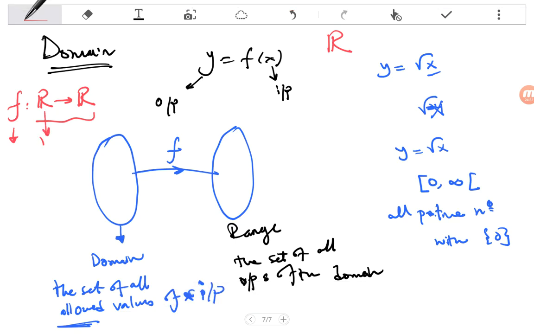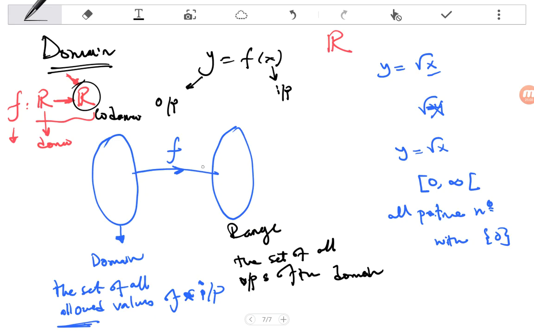So by this expression, this is called the domain. So f is a function. I specify here that the domain is R, which means that all real numbers are allowed in this function. What about this second R? In this expression, this is not the range. This is called the codomain.